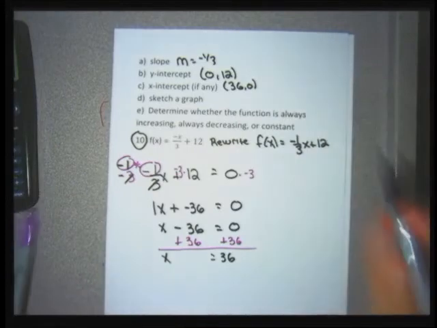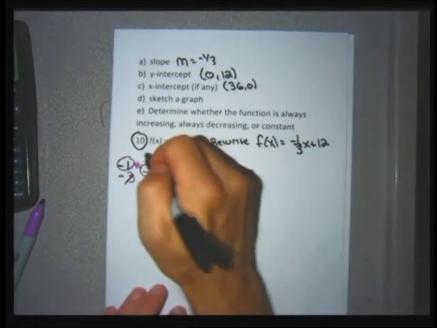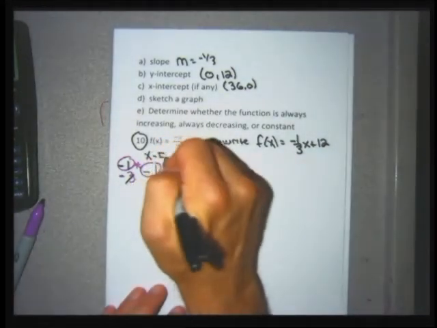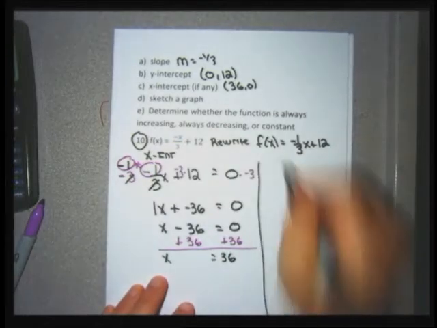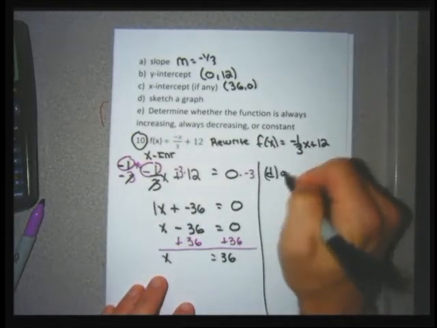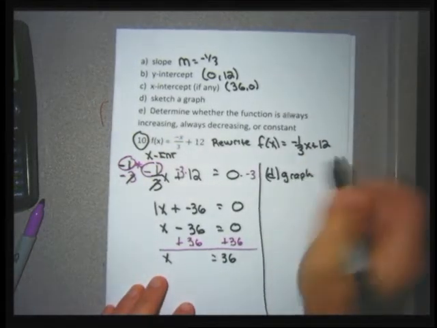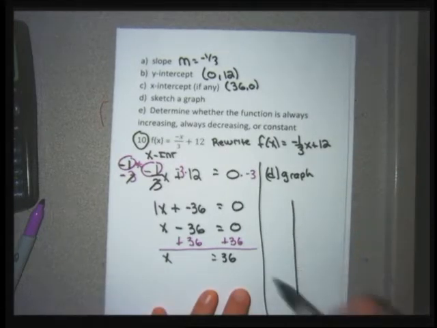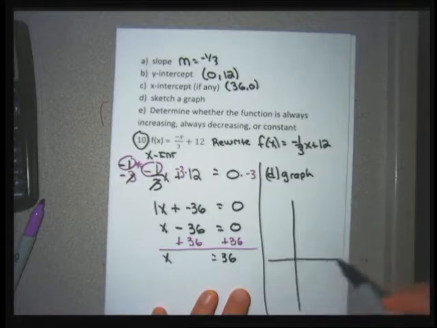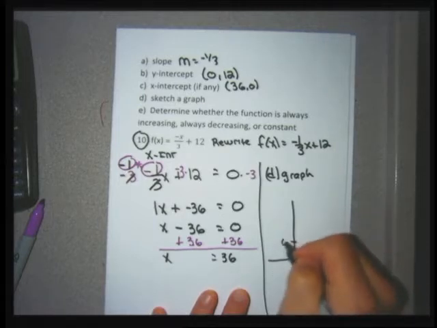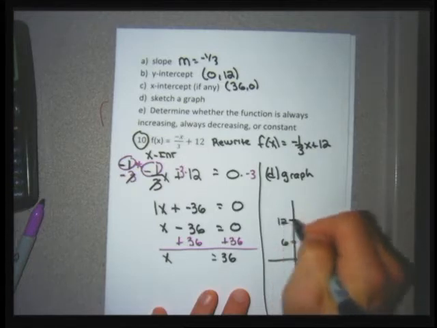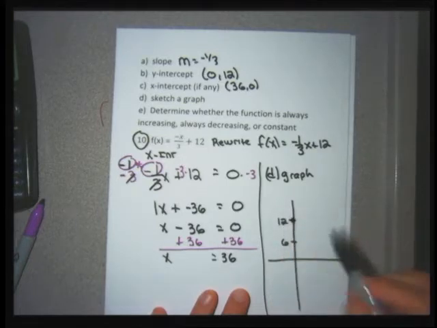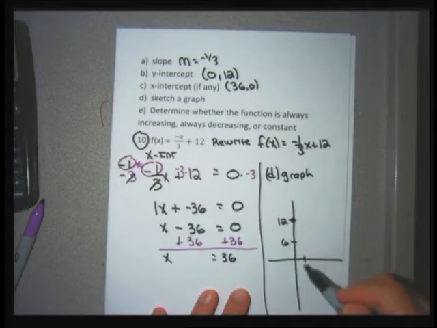So when I go to sketch my graph in part D, this was a computation for the x-intercept. When I go to do the part D graphing, I'm going to have a hard time making 12 or 36 tick marks to show these points properly. So when I do this, I'm going to increment by 6 on my y-axis. I'm going to go 6 and then 12. That is the point (0, 12). I'm going to increment by 6 on my x-axis. I'm going to go 6.